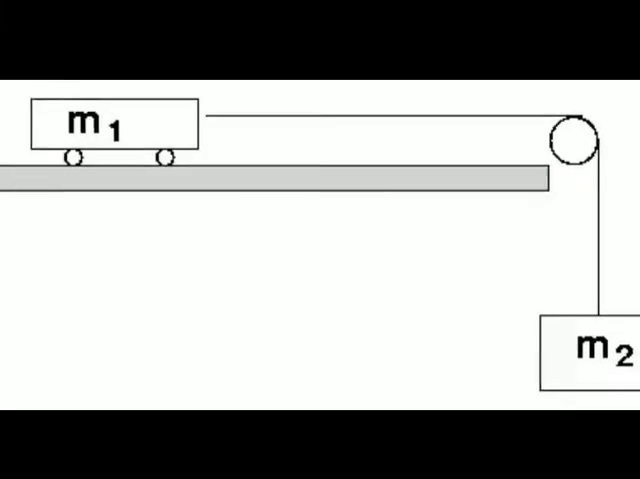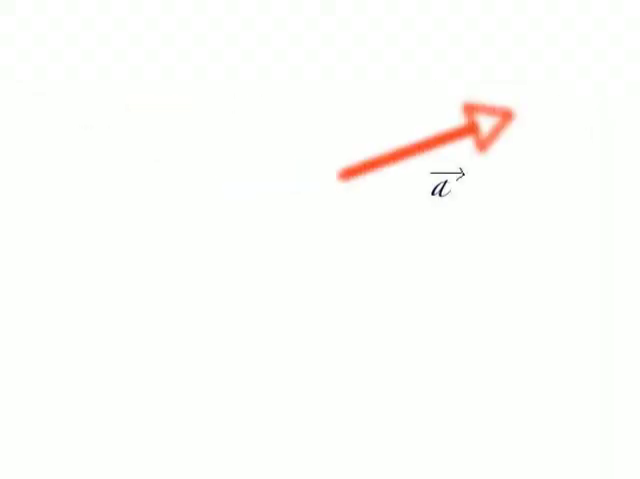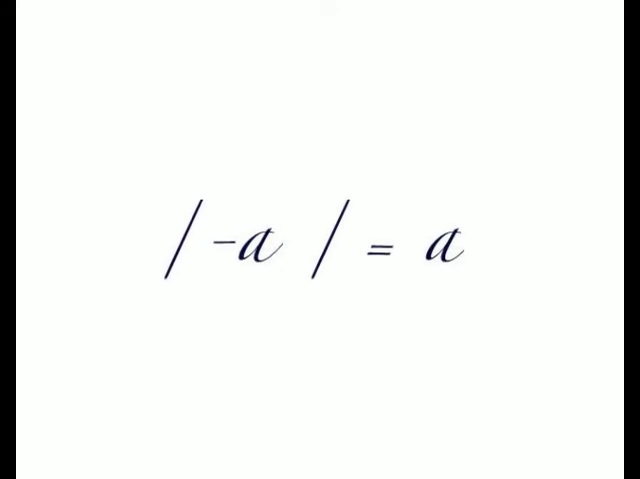Make a free body diagram for each system. Assume where the unknown acceleration is directed to. And remember, magnitudes are always positive.